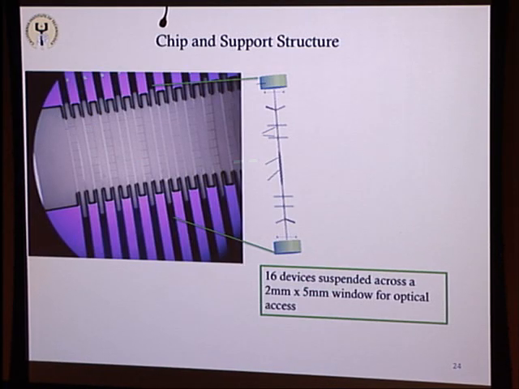We then take these structures, which are suspended across a large window. This is a 2 millimeter by 5 millimeter window. This allows us to gain optical access, so bringing the atoms into and out of the system. And then we suspend 16 devices across here, and couple up between 4 and 8 of them for use in the atomic physics experiments.